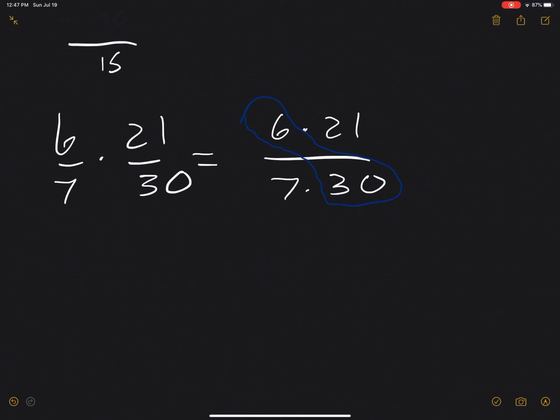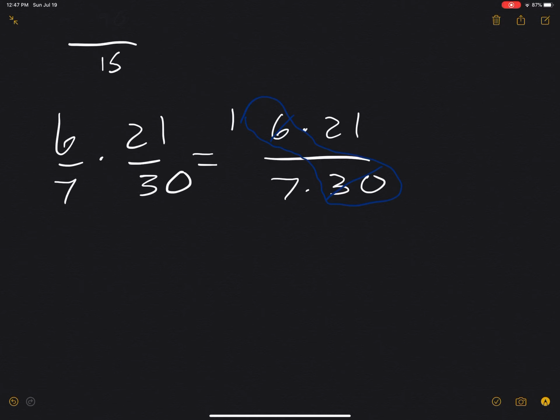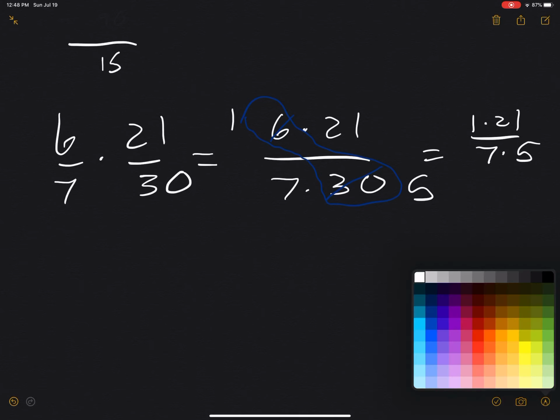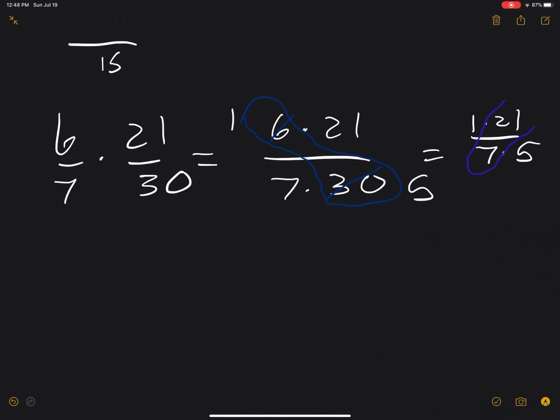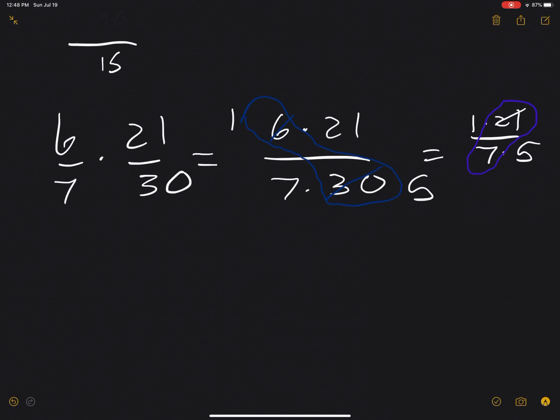I can cancel the full 6, divide both top and bottom by 6, and on the top I get a 1, and down here 30 divided by 6 is 5. So I can say this is equal to 1 times 21, or just 21, over 7 times 5. And now I can go further, because I can also look at that 21 and 7. I can look right here and say, can I cancel anything there? And I can. I can cancel them both by full 7s.